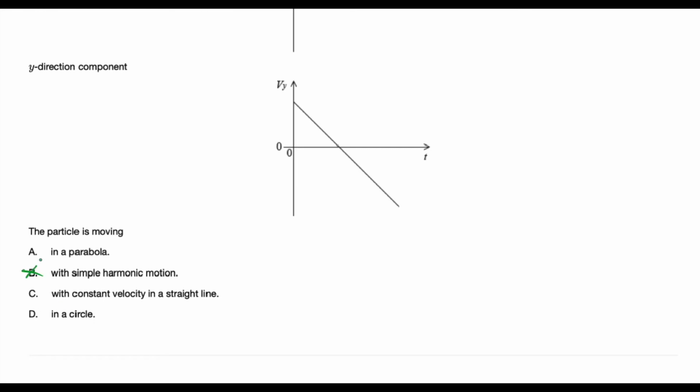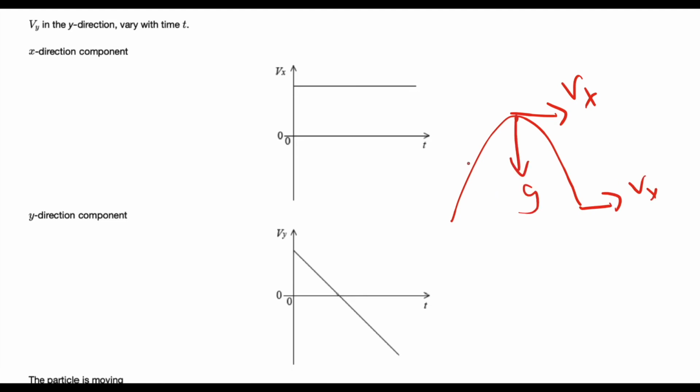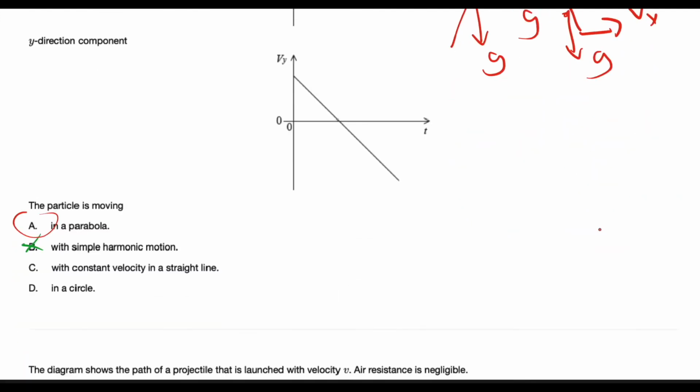So we know it cannot be B, because in simple harmonic motion, vertical velocity would first decrease and then increase, right? So it cannot be B. And the answer has got to be A, a parabola, right? Because in a parabola, the object has a constant horizontal velocity, and vertical velocity is always affected by gravitational acceleration. Right. So A is the answer.